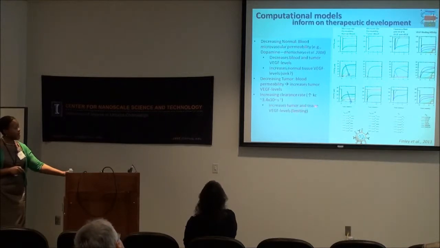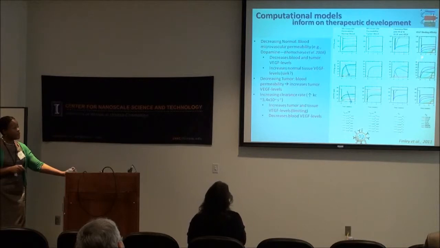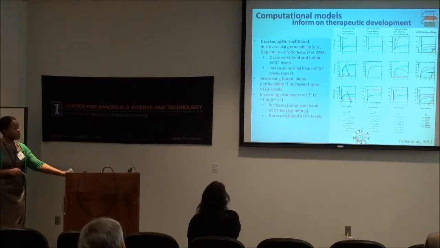drugs similar to that. And here we see that clearance rates, actually, increasing clearance wouldn't be as effective as you might think, because what's limiting is actually the binding of the anti-VEGF agent to VEGF. And of course, if you allow for greater binding of VEGF to the antibody, you would see a significant decrease in systemic, so normal blood, as well as tumor levels of VEGF.